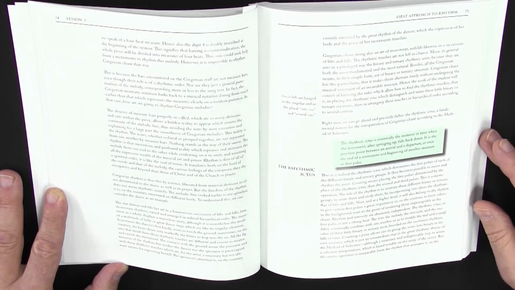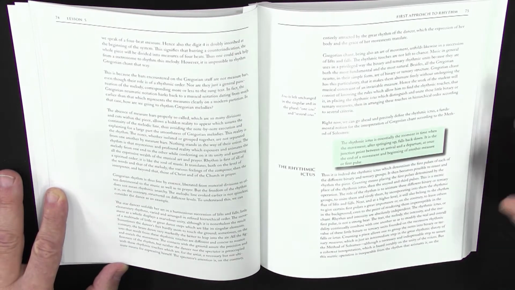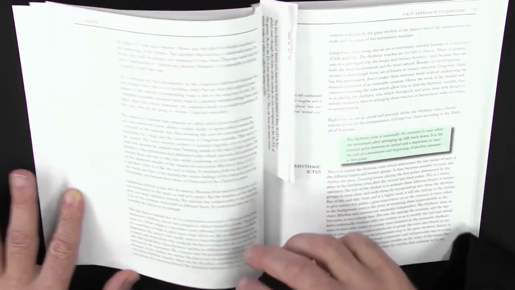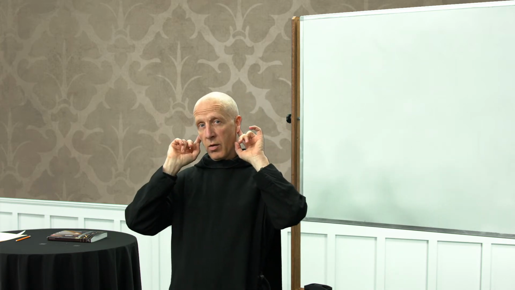The spectator's attention is, on the contrary, entirely attracted by the great rhythm of the dancer, which the expression of her body and the grace of her movements translate. We want to keep in mind this analogy of the dance, which gives the visual counterpart of what's happening in an oral kind of domain.